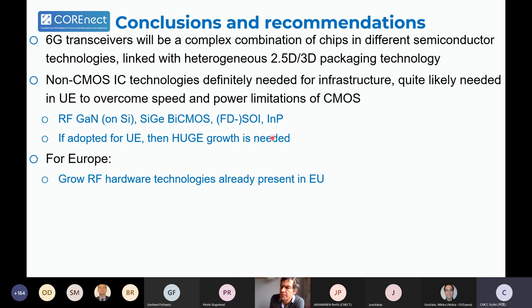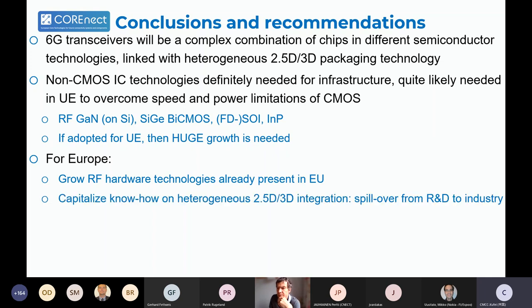Now, maybe a recommendation for Europe. There is a bright future for those non-CMOS technologies when we go to higher frequencies. So let's grow these hardware technologies. They are already present in Europe. Several of them are in the production phase already, other ones at the research level.